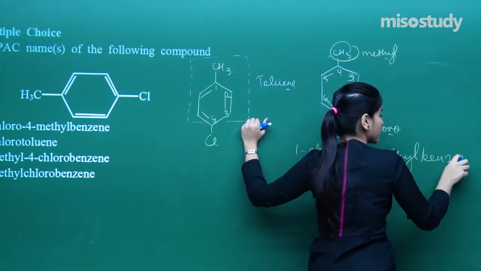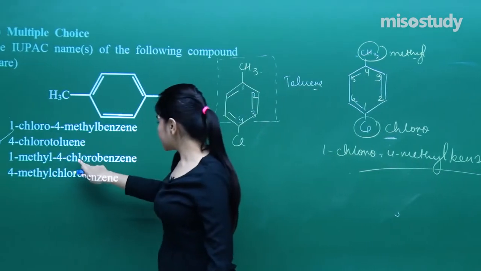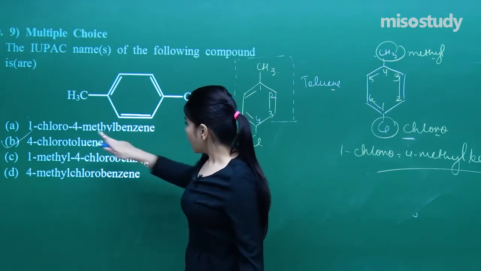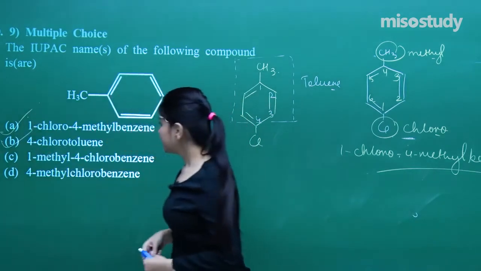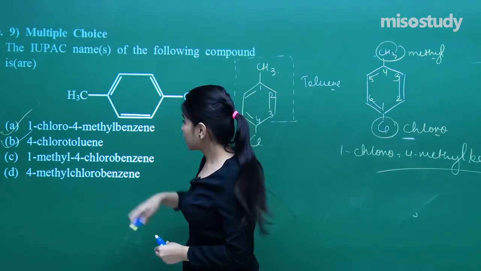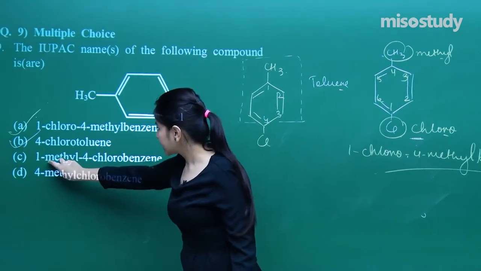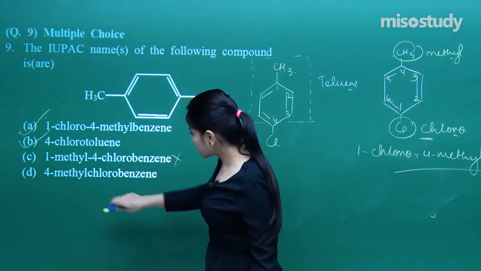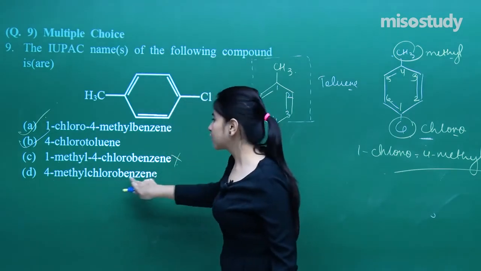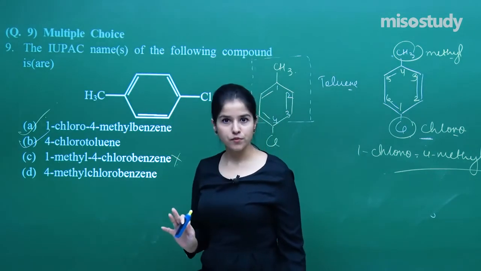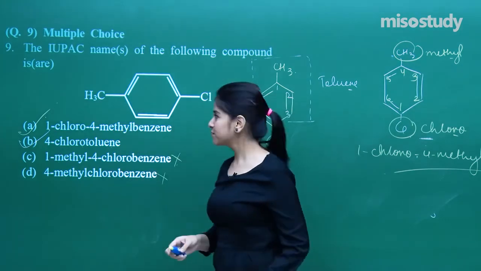That can be another possibility of the IUPAC name. So let us just match the options. 1-methyl, 4-chloro. 1-chloro, 4-methyl. So that is the answer right here. As per the alphabetical order, chloro must come at priority in comparison with methyl. So this option is incorrect. Also this option is incorrect. Why? They have mentioned 4-methyl chlorobenzene. That cannot be the option. So this is not the option. I hope everybody is clear with the concept.